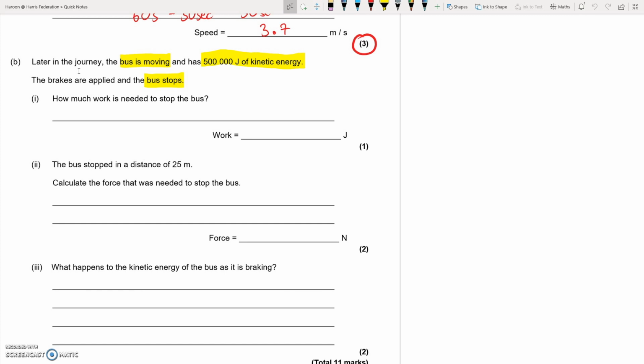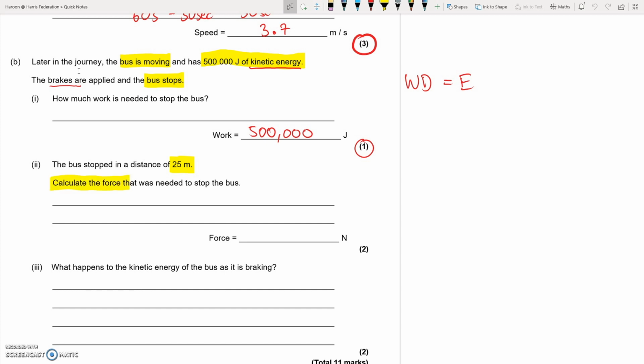So let's clear up a common misconception. Work done is the same as energy. So if you're traveling and you have a certain amount of energy, if you've stopped suddenly, you've lost all that energy. So all this kinetic energy has now been transferred to the brakes, causing the bus to stop. So in this case, the work done, simple one marker, is the same as the original kinetic energy, 500,000 joules. Now the next part says the bus stopped in a distance of 25 meters.